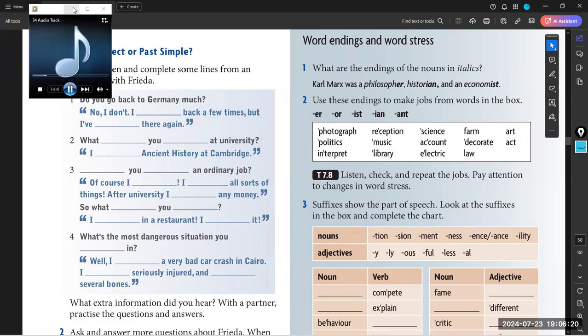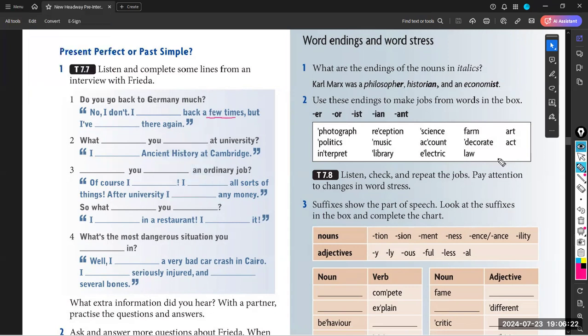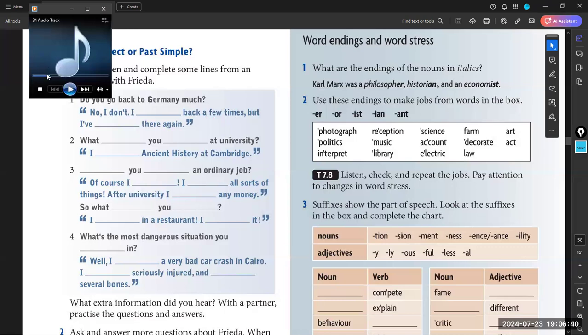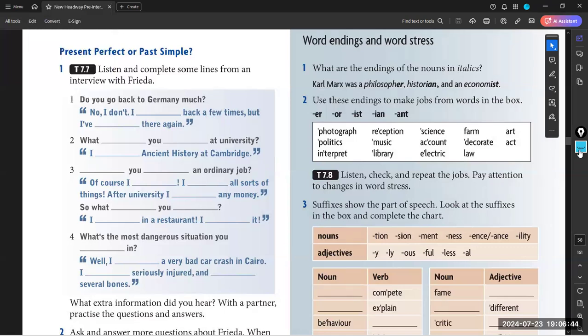Do you go back to Germany much? No, I don't. I've been back a few times. Let's repeat one last time. Do you go back to Germany much? No, I don't. I've been back a few times.